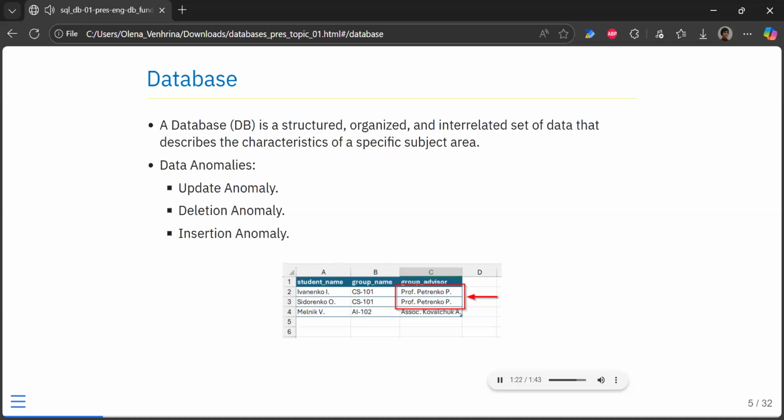We cannot create a new group, say CAN 103 with curator Professor Tkachenko, until at least one student appears in this group. Because we cannot create a row where the student's name is empty. Our structure does not allow this. This data model is fragile, redundant, and dangerous. And it was precisely to solve these problems that the concept of a database was invented.